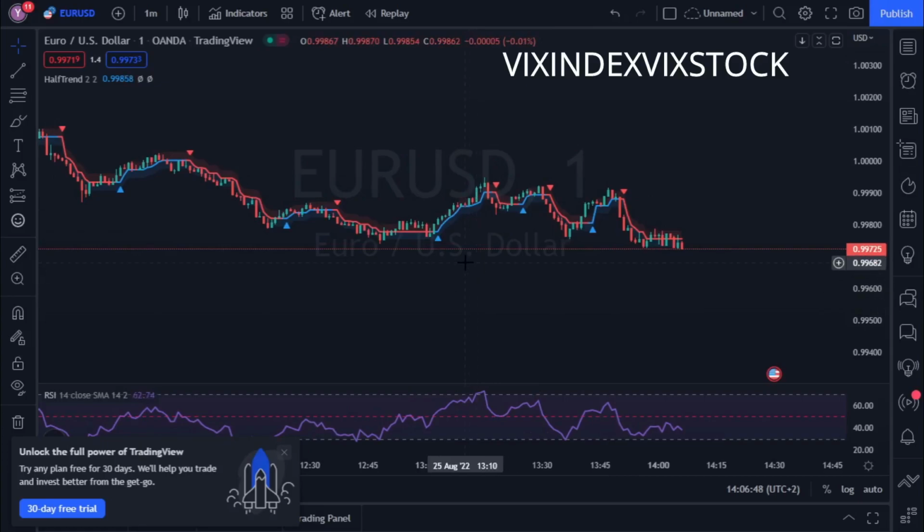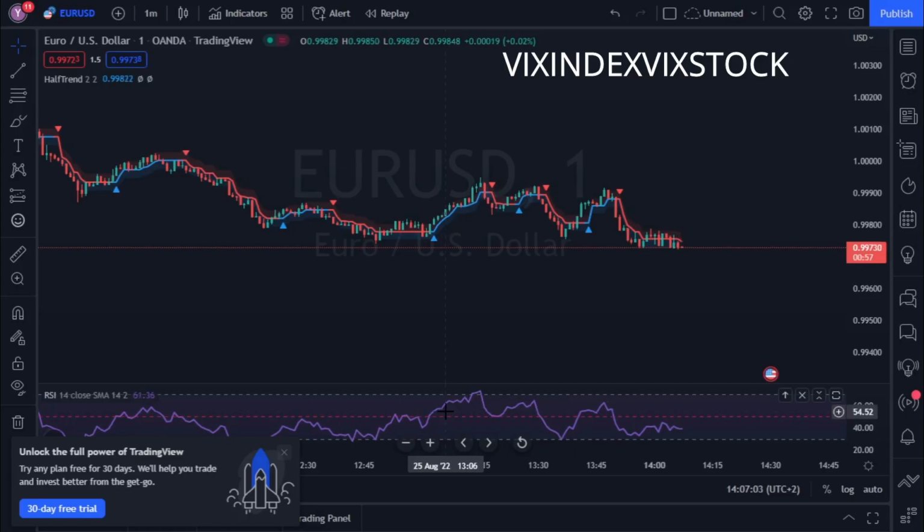So definitely the rules of the system are that we are going to wait for price to cross our uptrend, and an arrow for a buy must appear. But at the same time, our RSI must cross over our 50 line there. Then we are going to take a buy. Let's go for a long position.